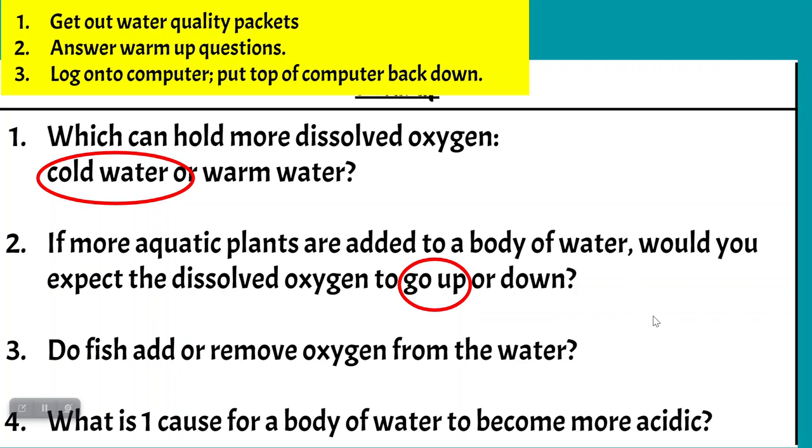Do fish add or remove oxygen from the water? Well, let's think about that. The fish are hanging out swimming. Fish need to breathe just like people and other animals. And so we know the fish still have to breathe in oxygen, even though they're getting it differently from how we humans do. They're taking water in through their gills, and then their gills are extracting the oxygen. So if they are breathing and living happily in the water, they are removing oxygen because they are breathing in that oxygen and using it.